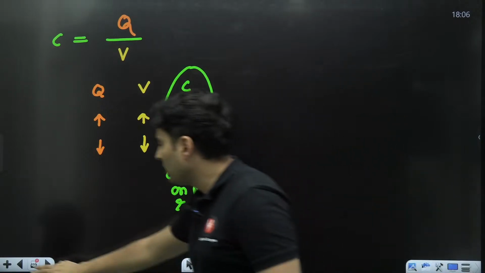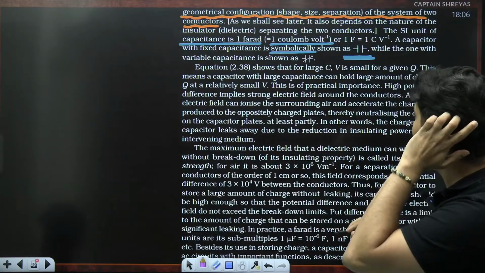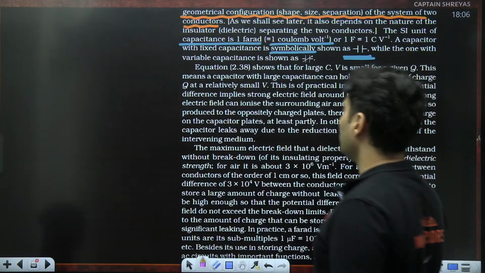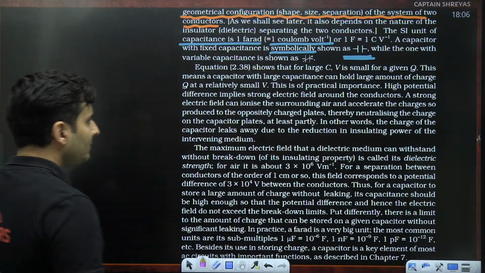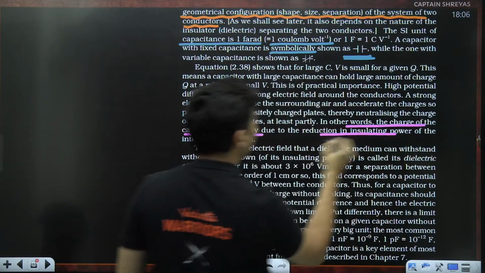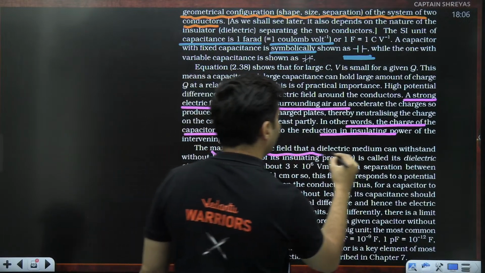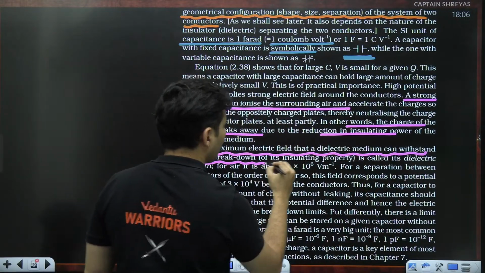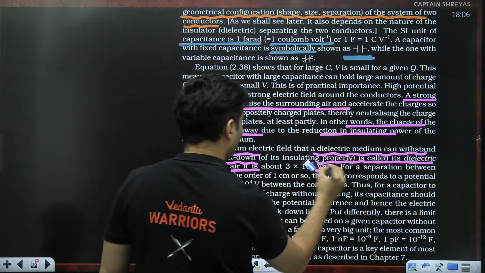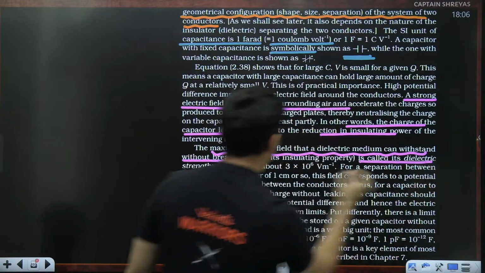Now, the next part of this particular paragraph discusses a very important phenomenon called electrical breakdown. The charge of the capacitor leaks away due to the reduction in the insulating power of the intervening medium. They talk about the charge leaking away in that insulating medium, as a strong electric field can ionize the surrounding. The maximum electric field that a dielectric medium can withstand without the breakdown of its insulating property is called the dielectric strength.